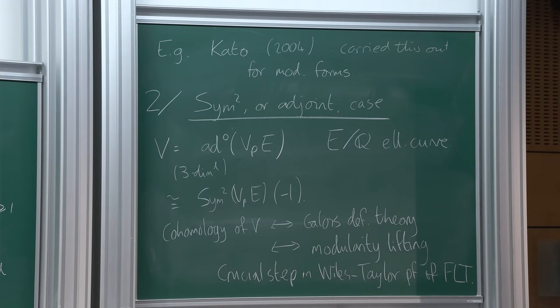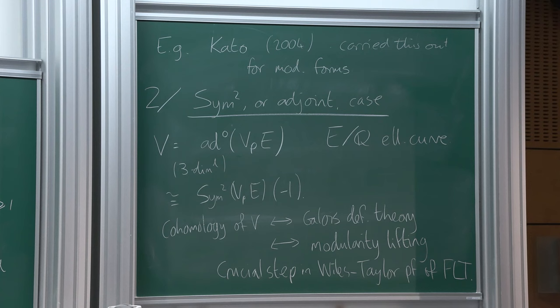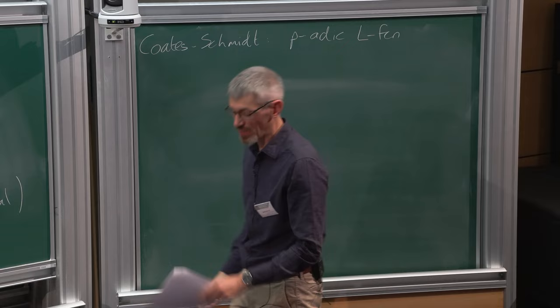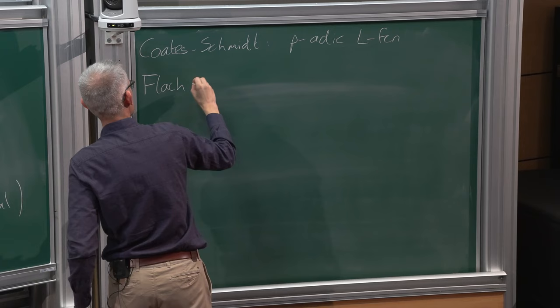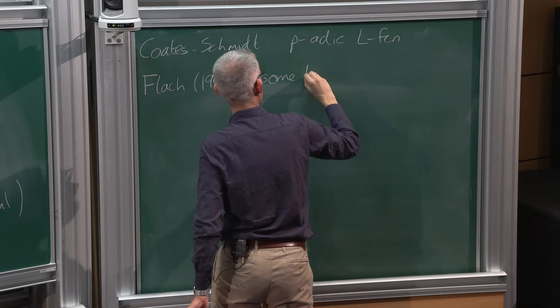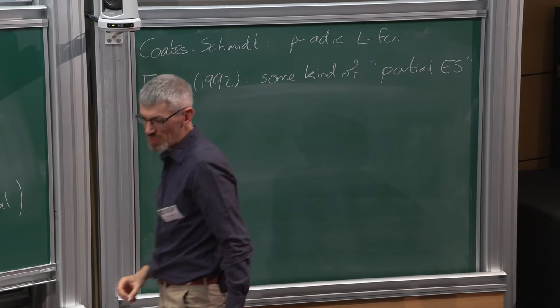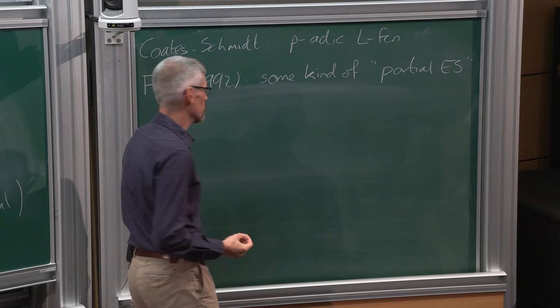And just to give a little bit of history, Coates and Schmidt showed that a p-adic L-function exists for this V with the correct interpolation property. And Flach, this is from 1992, found some kind of partial Euler system, which was strong enough to give finiteness of the Selmer group over Q, but not really very much else.